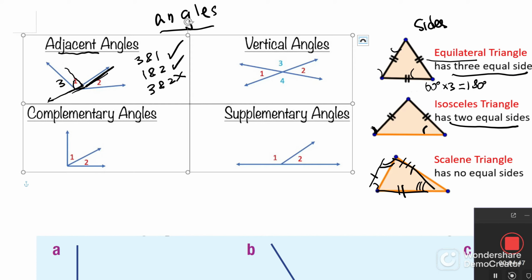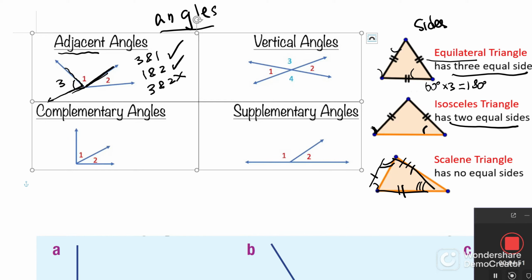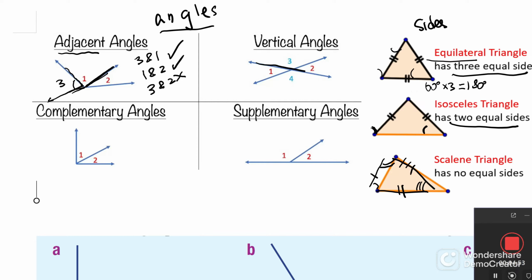Next, we've got vertical. Vertical happens when you have two lines that intersect each other. When two lines meet, this point we call the intersection point, and at the intersection there will be 4 angles, and the opposite angles are the same. So 1 and 2 are the same. 3 and 4 are the same.